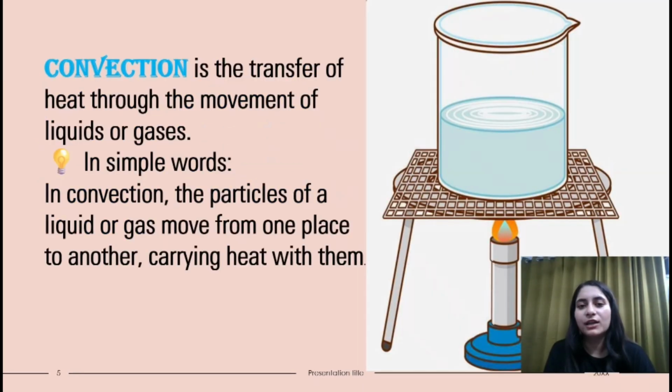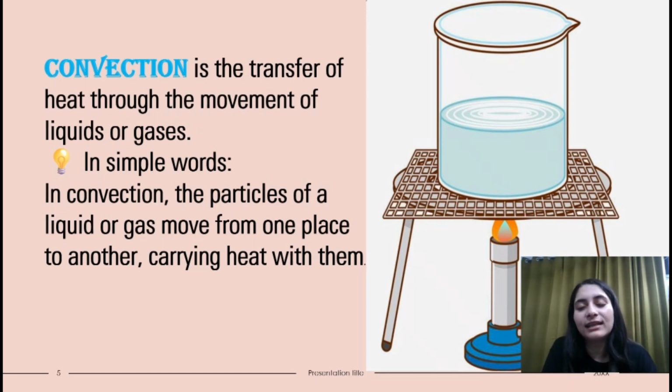Let's begin with the second process, that is called convection. What is the meaning of convection? Convection is the transfer of heat through the movement of liquids or gas. When there is a movement of liquid or gas, then the heat is transferred from one object to another object. In simple words, in convection the particles of the liquid or gas move from one place to another place by carrying heat with them.